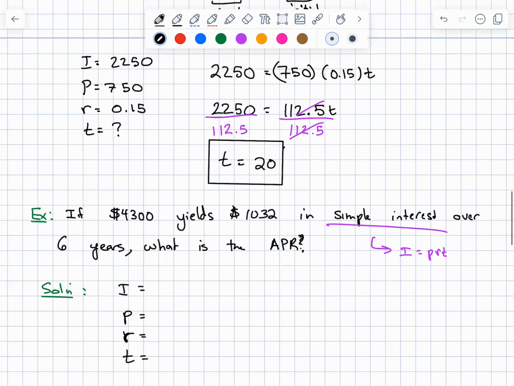So I is equal to 1,032. The interest that is accumulated is $1,032. The principal is $4,300. The rate is unknown, and time is 6 years. Rate and time are usually the nicest ones to find out. So I is equal to PRT, so 1,032 is equal to 4,300 times R times 6.